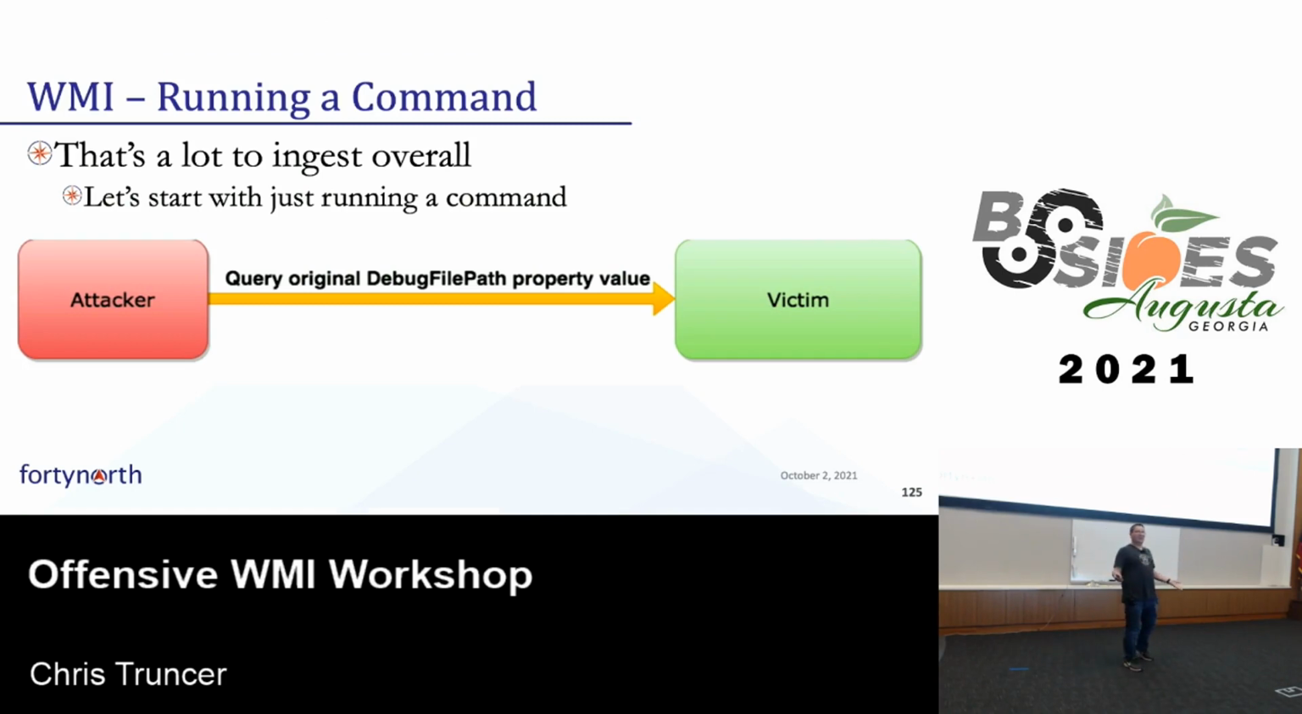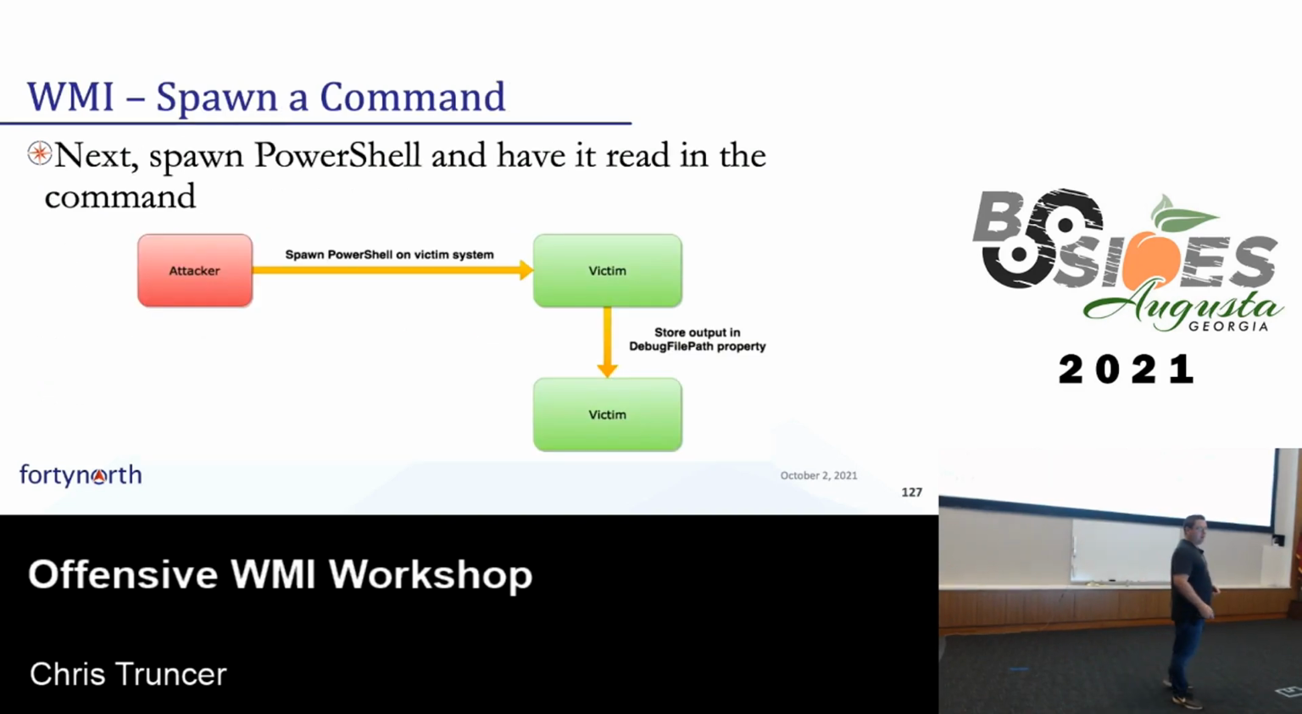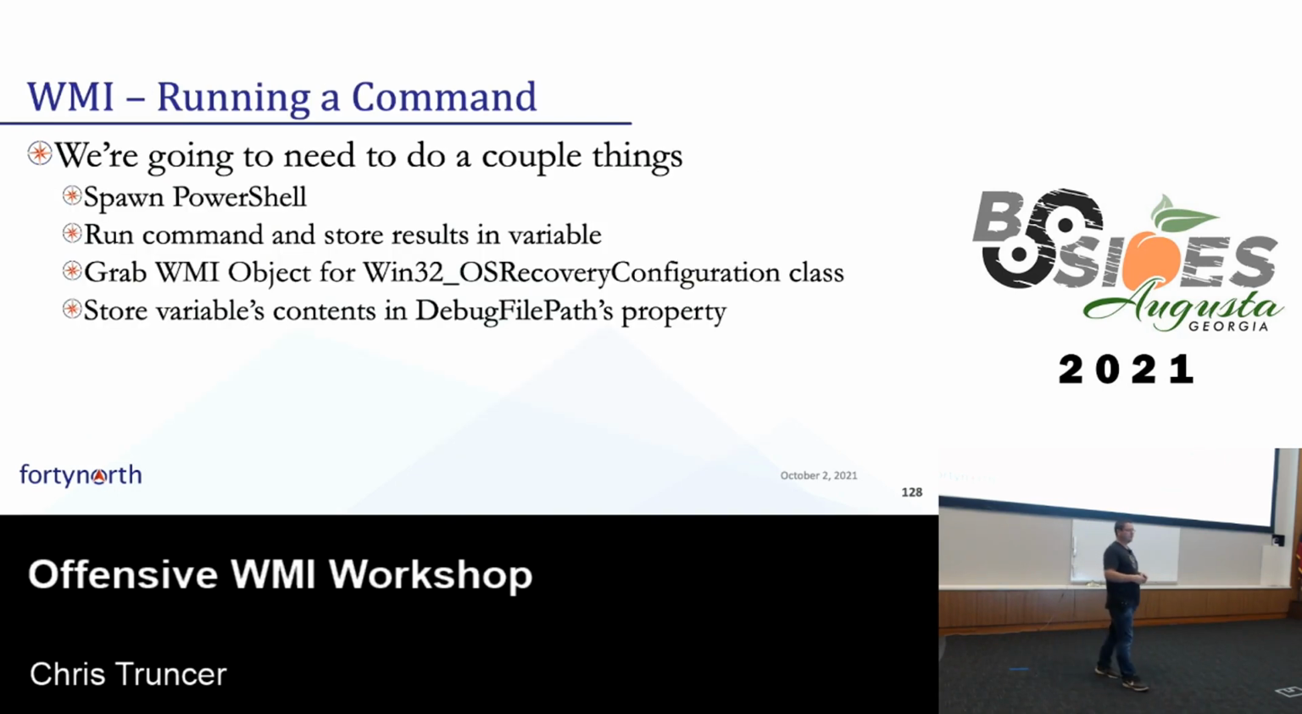It's a lot to ingest, but again, all we're doing is getting the original value, and to do that, it's basically this command. We're calling Get-WmiObject on the system, getting specifically the debug file path property, and we're keeping that so that we can return it to the original value. We're spawning PowerShell on that victim system, and it's going to run whatever command we told it to do. So whether ipconfig, ping, notepad, msbuild, regsvr32, whatever it is you want to run, it can do.